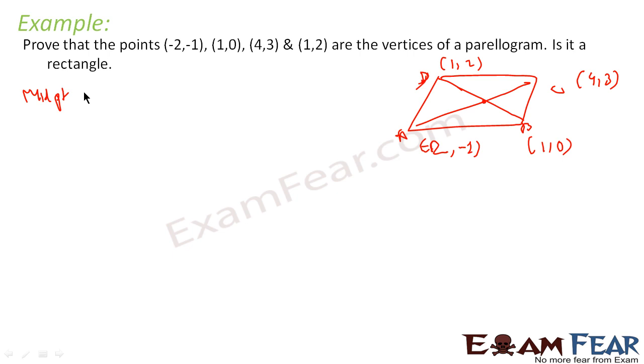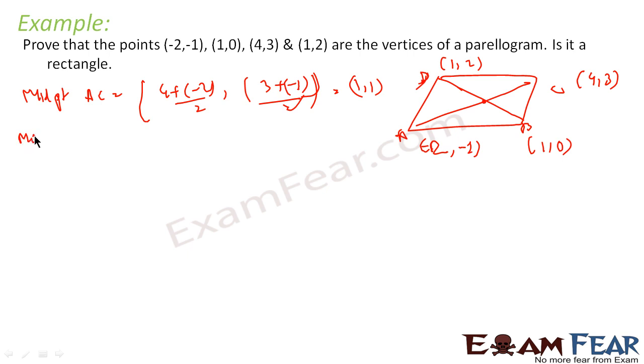Let's say midpoint of AC. So this will become (4 plus minus 2) by 2 comma (3 plus minus 1) by 2. Correct? It comes out to be 1 comma 1. Similarly, midpoint of BD, this will be (1 plus 1) by 2 and (2 plus 0) by 2. That will also be 1 comma 1. Since the midpoint of BD and AC are coinciding, that means it is either rectangle or parallelogram.